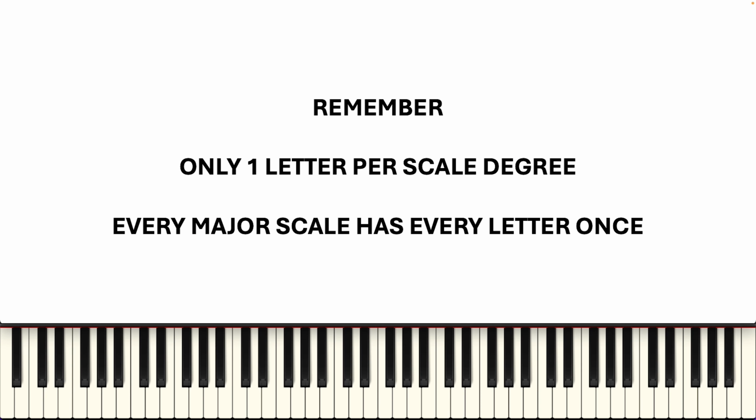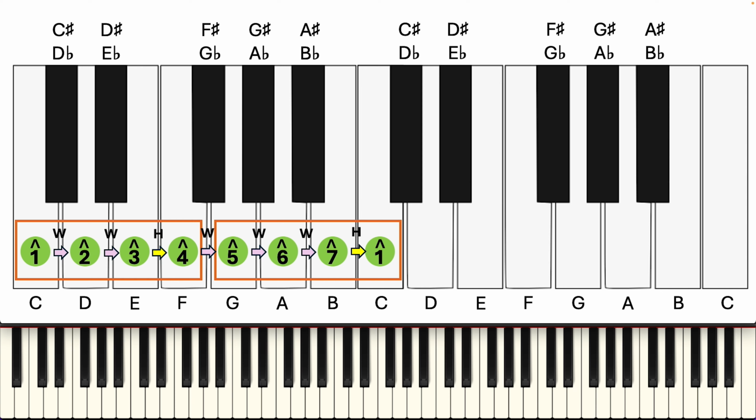Just one thing to remember is that when you're dealing with a major scale, you can only use each letter one time. You cannot have in the same scale a letter showing up twice. So every major scale has every letter once. Remember it as a rule. So let's start from the C. You remember it very well.